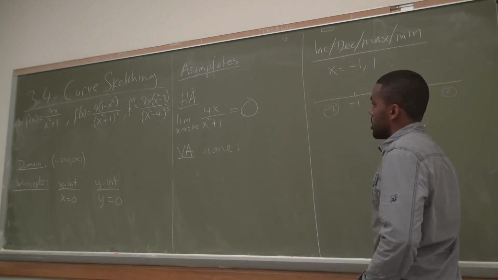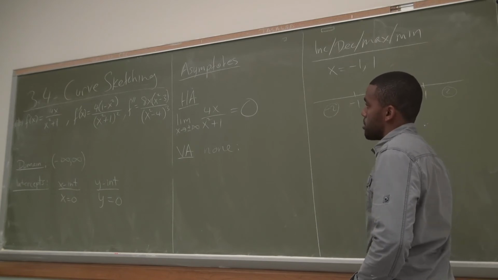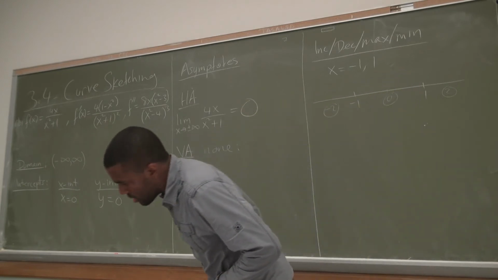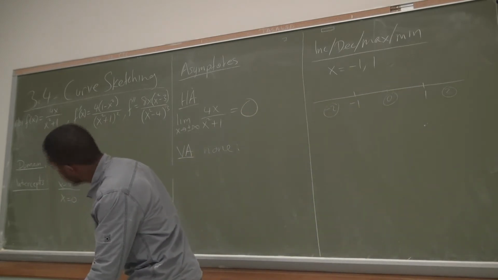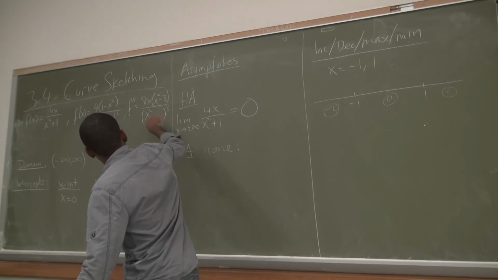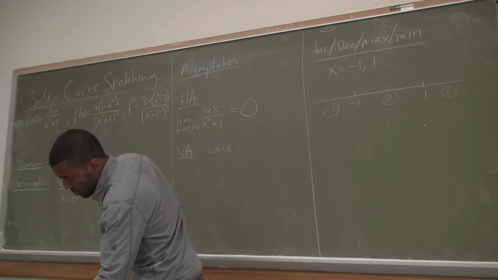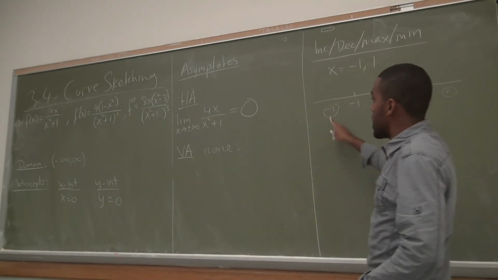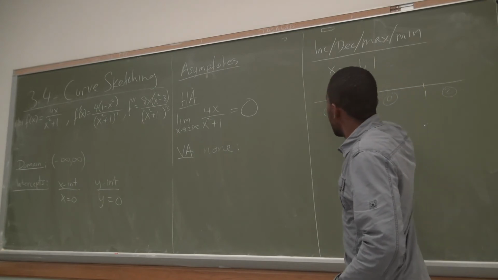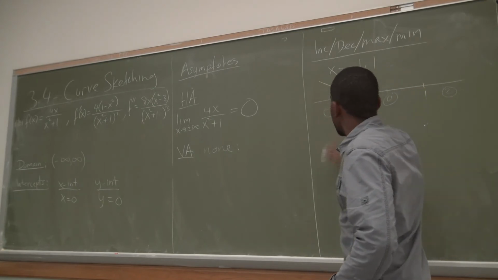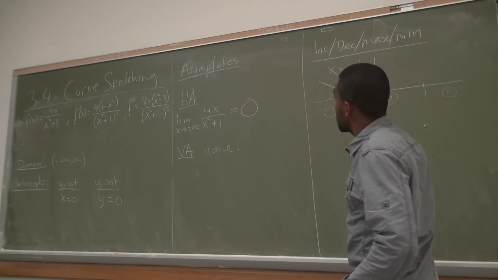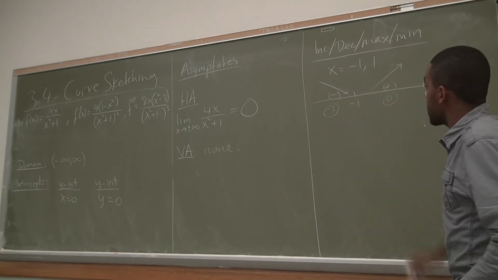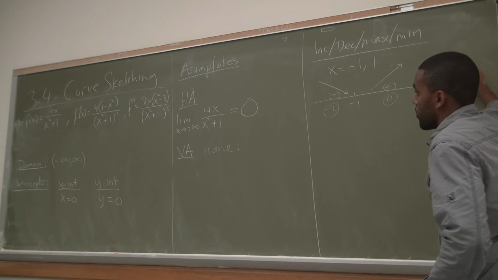So where do we plug these numbers in? F prime. Notice that the denominator is always positive. I think I wrote down something wrong. This should be a plus. Right, the denominator is always positive, so I'm only really checking the numerator. If I plug in minus 2, that's negative, which means decreasing. If I plug in 0 for x, that's positive, which means increasing. If I plug in 2 for x, that will be negative, which is decreasing.